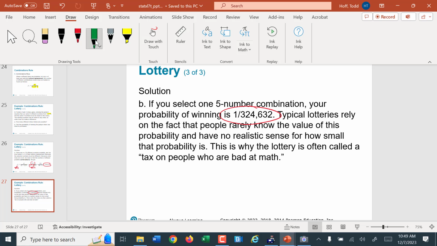They crack a little bit of a joke here, talking about how this is why lottery is considered a tax on people who are poor at math, because playing the lottery to get rich is very, very highly unlikely to happen. The chances of winning are very, very small.